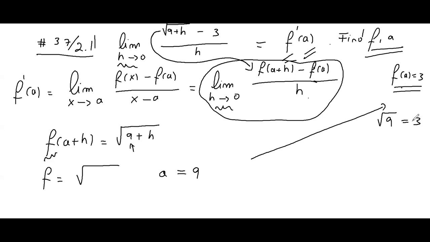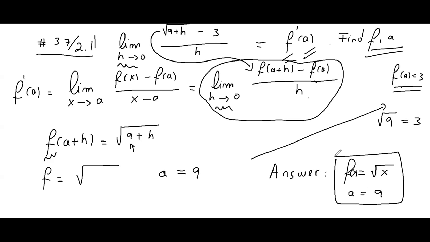That's how we identify the answer to this problem. So we can say here, answer: f of x is the square root of x, and a is the number 9. And that's going to be our glorious answer to this problem. So folks, I want you to be aware of how these problems go. All right, so that's one of the things.